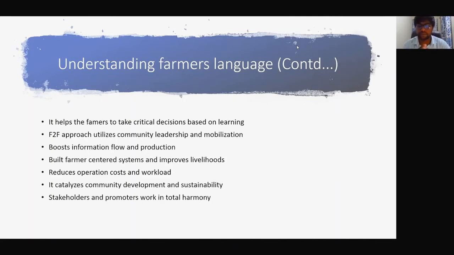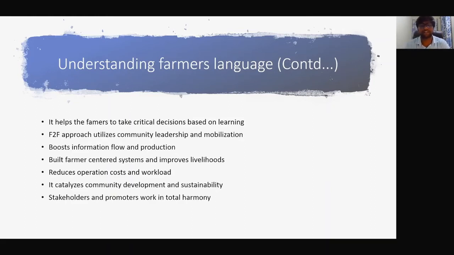Focused group participation helps the farmers in taking critical decisions based on learning. And also the farmer to farmer approach utilizes community leadership and mobilization among the farmers, so that there is more interaction and mobilization among the community, and it in turn boosts the informational flow and production among different individuals or farmers.